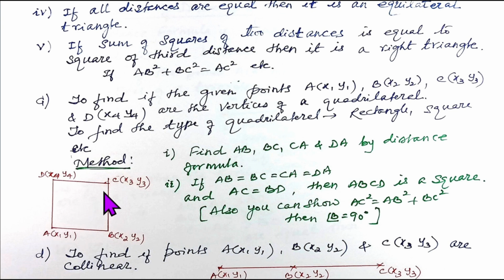But now again find out AC and BD, that is the diagonals of this particular quadrilateral. If AC is equal to BD, then 100% ABCD is a square. Another way of proving it is find AC and apply Pythagoras theorem. If AC square is equal to AB square plus BC square, that means angle B is 90 degrees, then it is 100% a square. So that is one important application of the distance formula, another important application of distance formula.